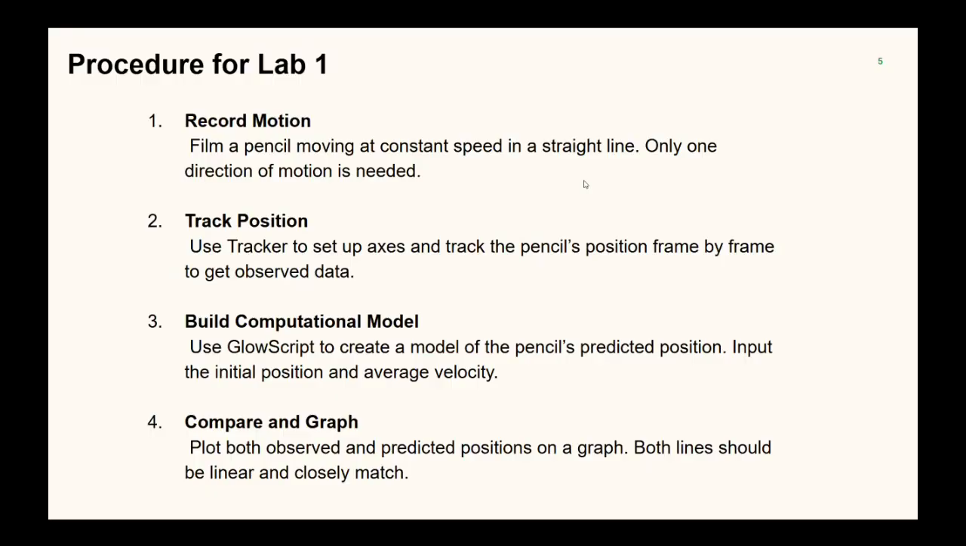Procedure for lab 1. We had to record motion. And then we had to track the position. Then we had to build computational models. Then we had to compare and graph.